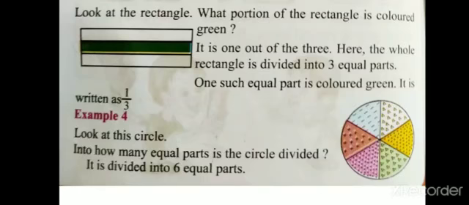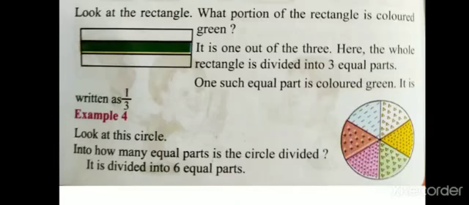How many parts of the circle are marked with the plus sign? One part of the circle is marked with the plus sign, and it is 1 out of 6 parts. That's why we can write it as 1 by 6. Only one part among 6 parts is colored with the plus sign. That's why we can write it as 1 by 6.